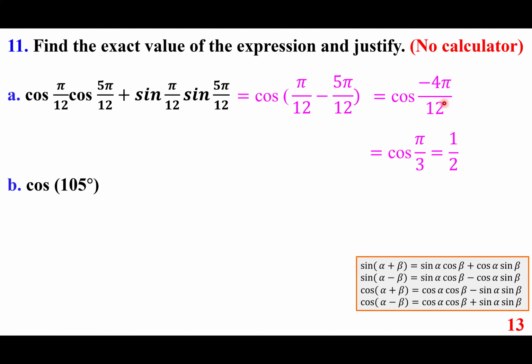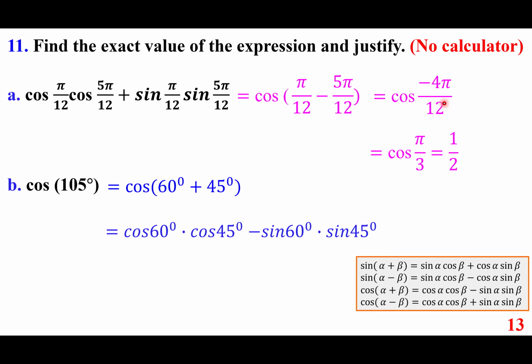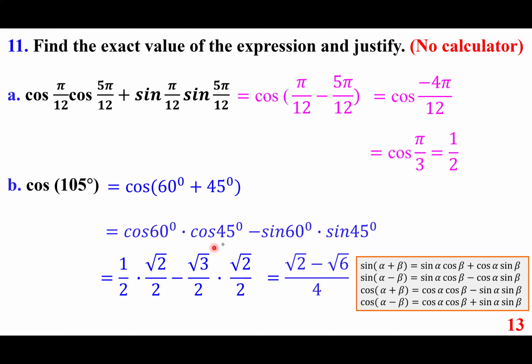Cosine of 105 degrees, 105 is the sum of 60 and 45 degrees. So cosine alpha cosine beta minus sine alpha sine beta. Cosine of 60 is 1/2. 45 cosine is square root of 2 over 2. This one is square root of 3 over 2. This is square root of 2 over 2. Both of them have the same denominator 4, square root of 2 minus square root of 6. Very straightforward, reminding you of things we have done.